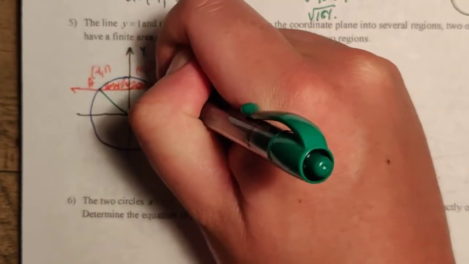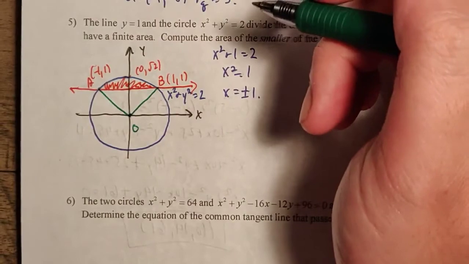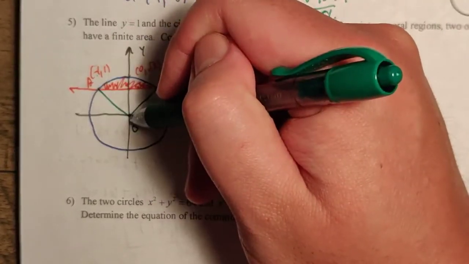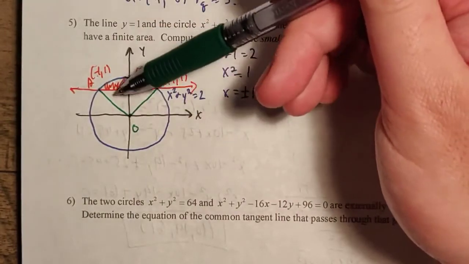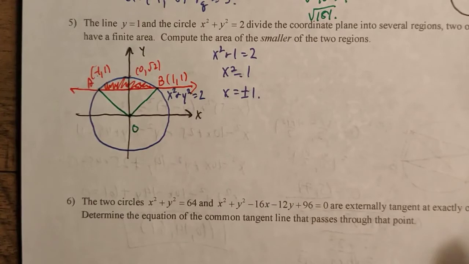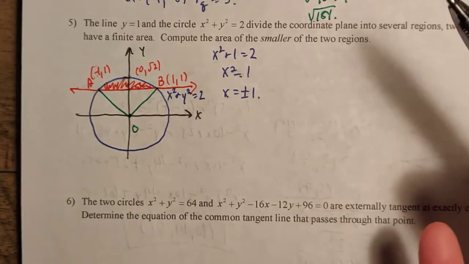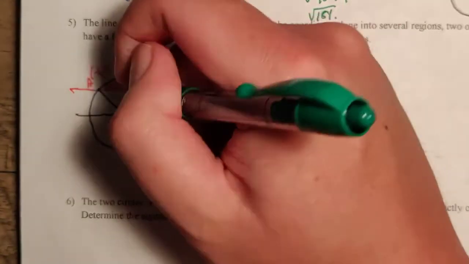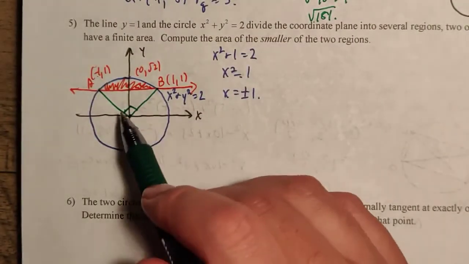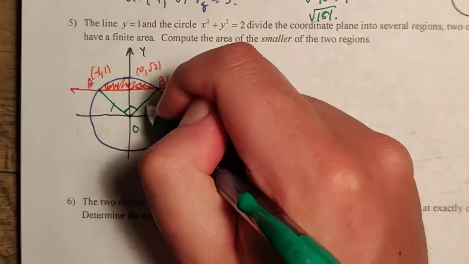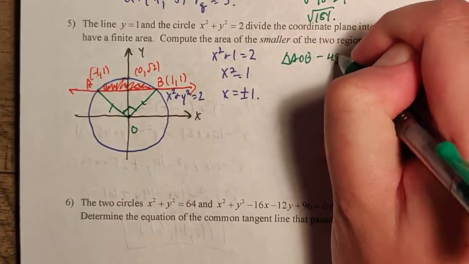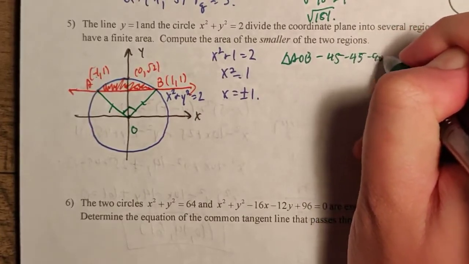Now, if we take a look at what's going on, note that this is negative 1, 1 to 0, 0. So that means the slope of AO is negative 1. And here the slope of this is positive 1. Negative 1 times positive 1 is negative 1. That means the slopes have a product of negative 1, which means there's a right angle here. And furthermore, these are radii, so these are the same. So we know that triangle AOB is therefore 45, 45, 90.